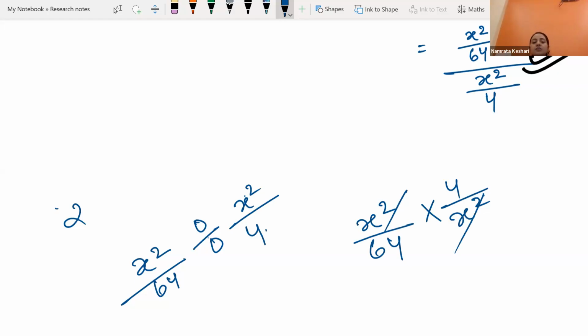When we have simplified this division, we can see x square is cancelled out, and 4 and 64 will also cancel out each other. So 4 1 times 4, here 4 1 times 4, and 4 16 times 64. So we are getting 1 by 16.